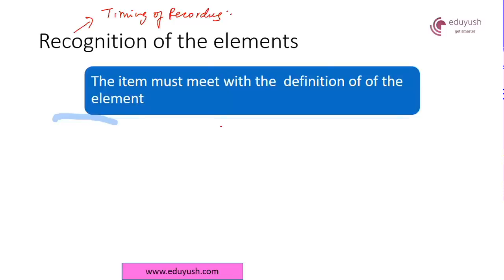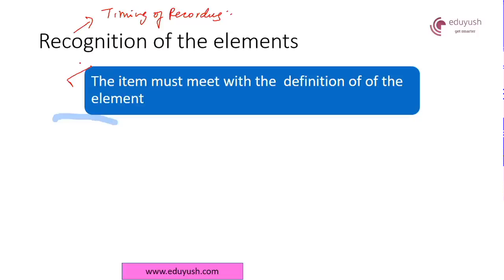Okay. Now, recognition of the elements. That means when do I record any element in the financial statements? I record it when some criteria are fulfilled. First, the item must meet the definition of the element. We know the definition from the previous slide. So first, if you want to record, it should be either an asset or a liability or an income or an expense, as we discussed earlier.